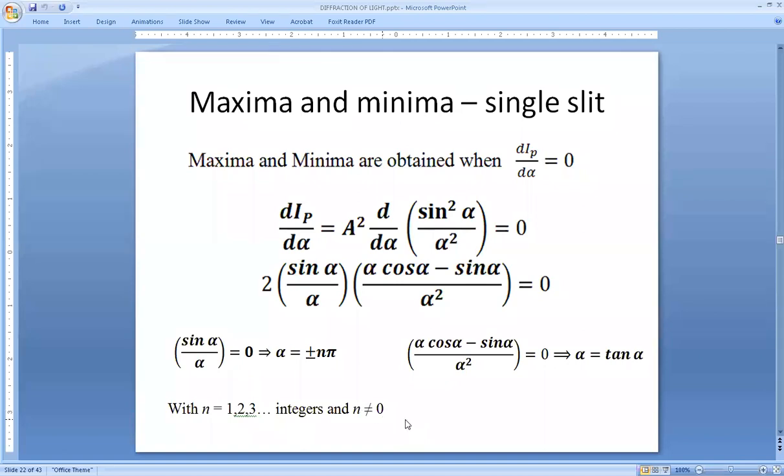There is a reason for choosing like this. Of course, these two conditions will definitely give 0 in common, but I want this condition to be different from this condition. That's why I am writing n not equal to 0. In a moment, you will understand why I have taken it like that.